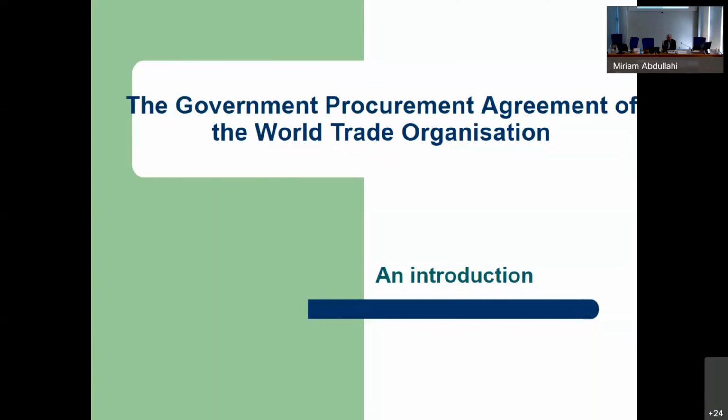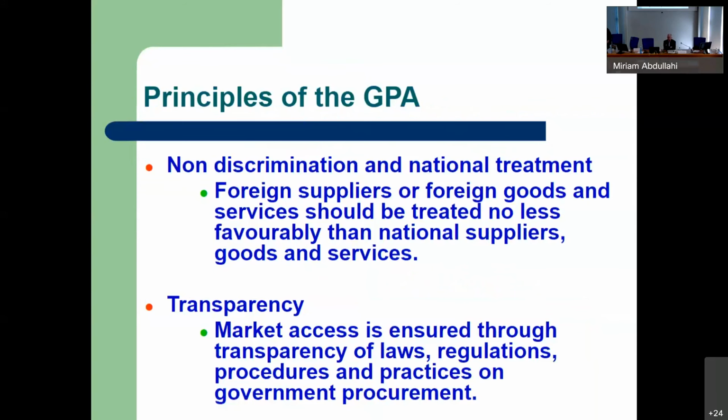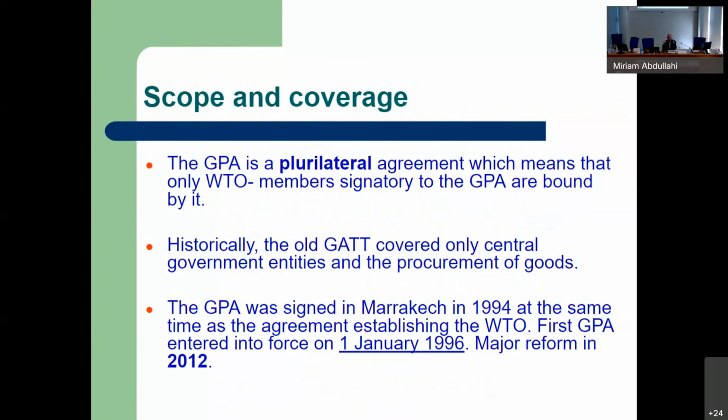The World Trade Organization has a government procurement agreement. And this already tries to ensure basic WTO principles, especially that of non-discrimination and national treatment, and of transparency. And it is a bit complicated because it's a plurilateral agreement. Not all WTO members are part of this agreement.